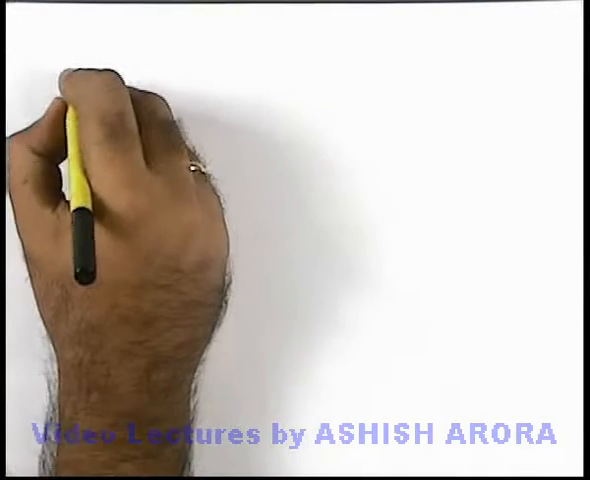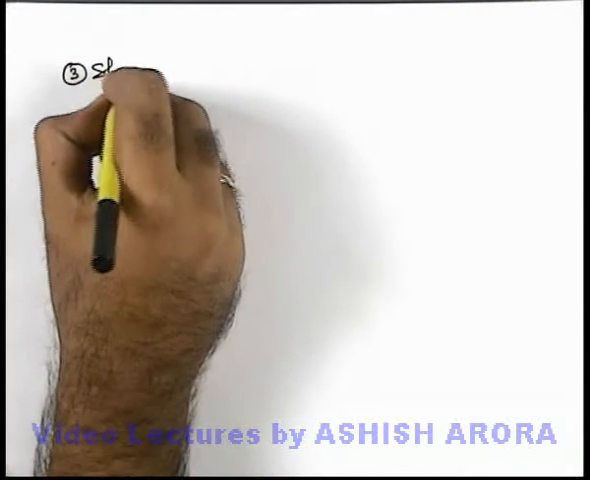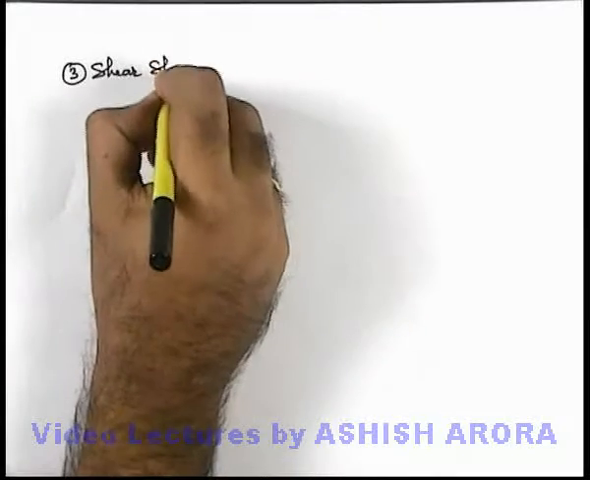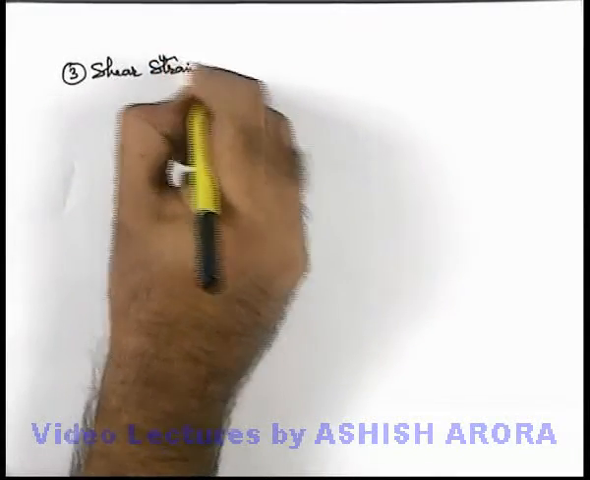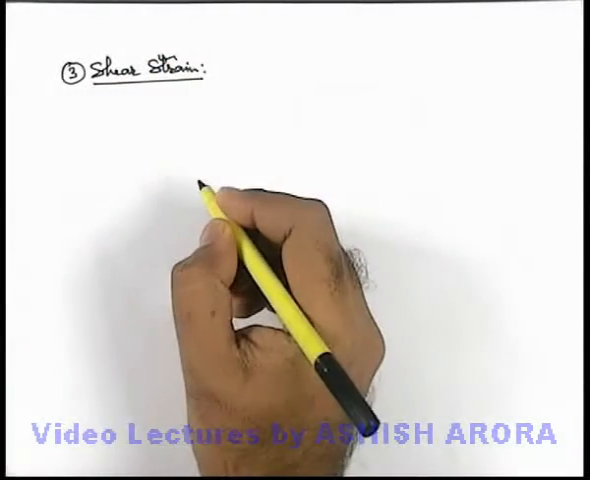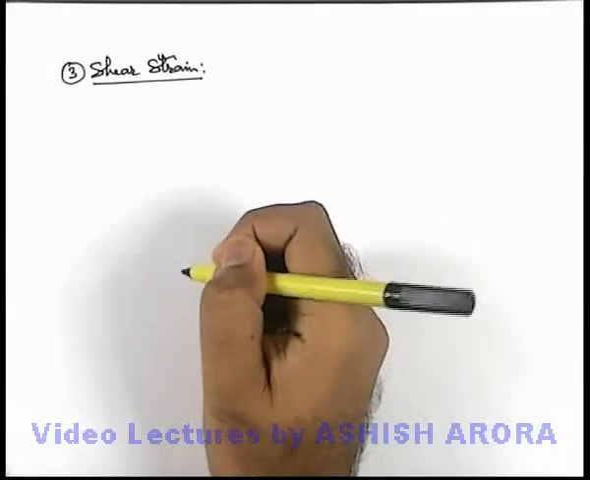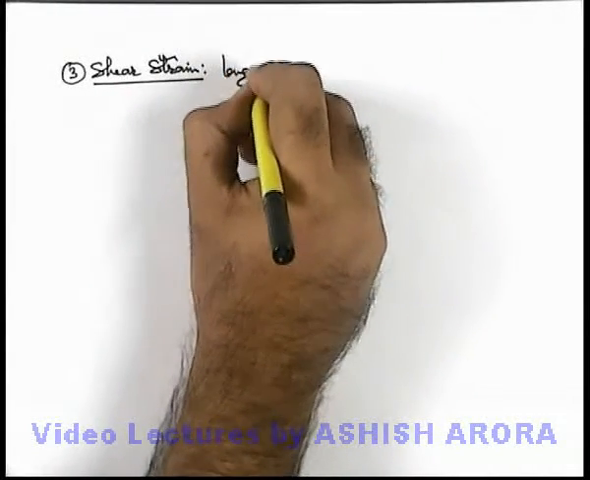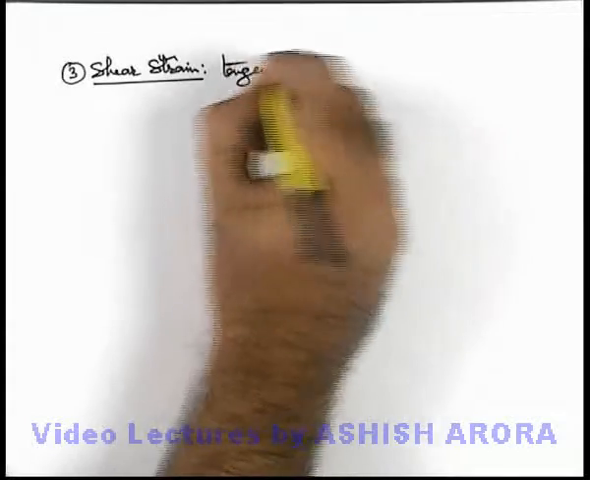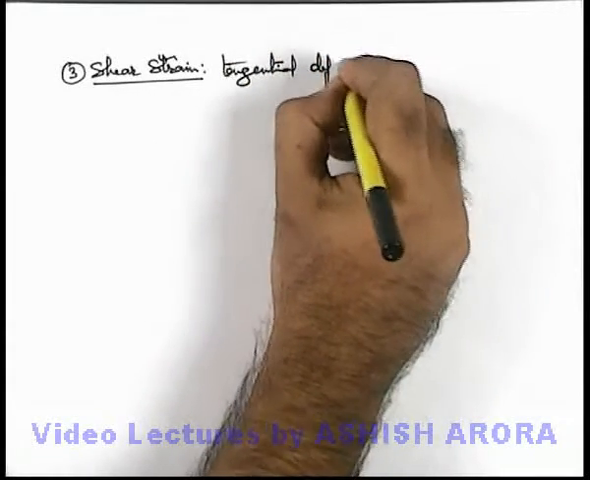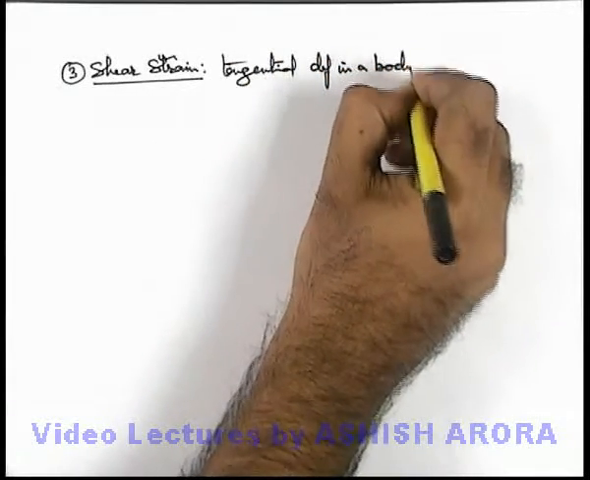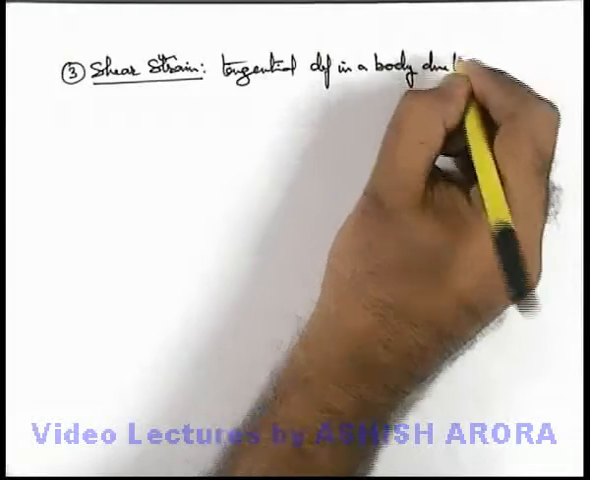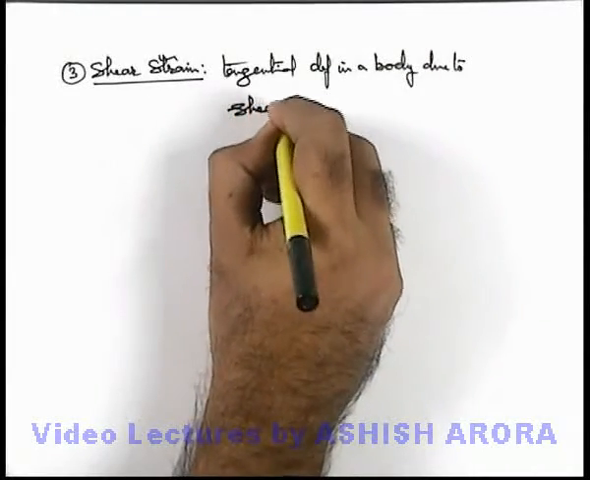Now the third type of strain is shear strain, which we have discussed in the previous section, that it is deformation due to tangential force. So we can simply write it as the tangential deformation in a body due to shear stress.